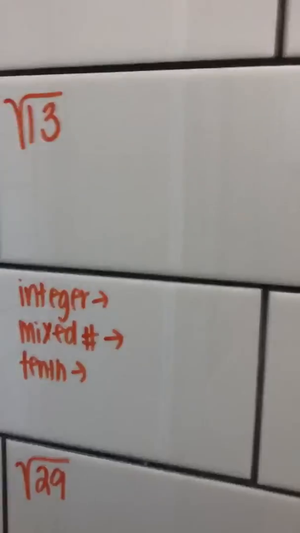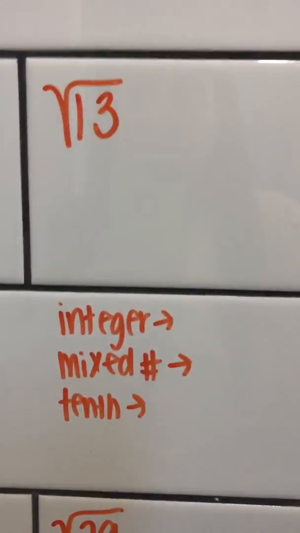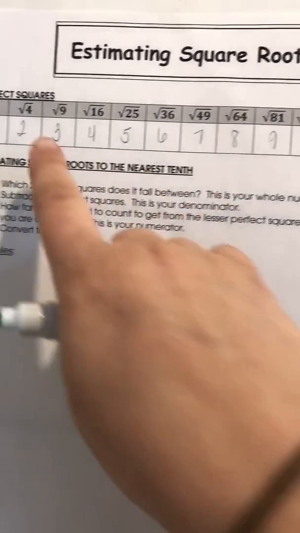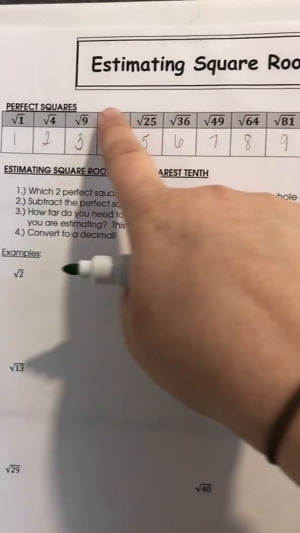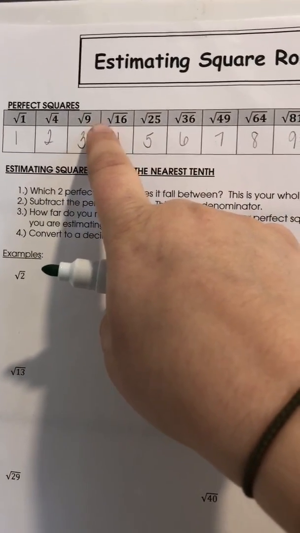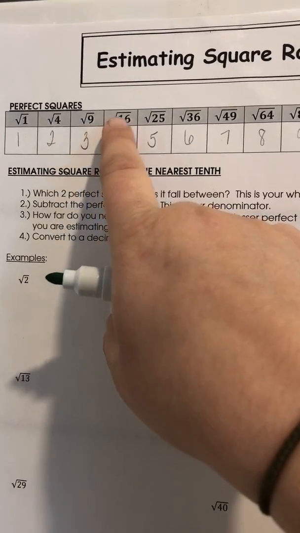I'm going to go down to the square root of 13 for this one. Now the square root of 13, again, I'm starting with that perfect square number line. I'm looking, where does the square root of 13 fall if I had to choose? Well, it's right in here. 13 falls in between 9 and 16. So I'm going to write out my number line here.